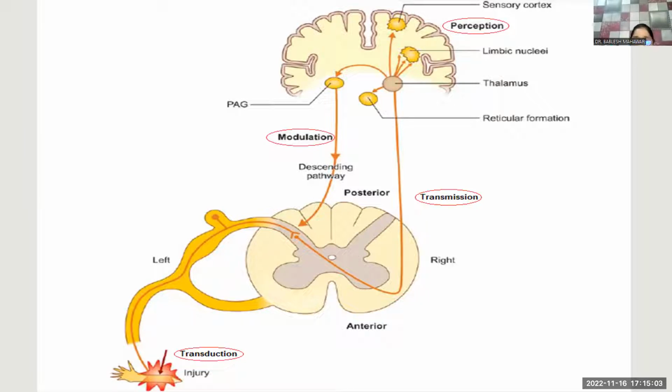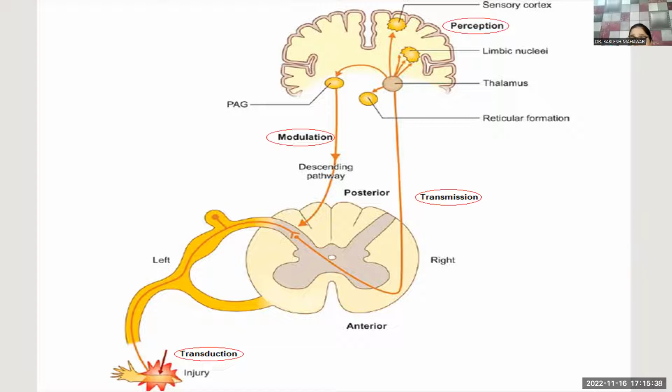Then this is taken by the A delta and C fibers to the dorsal horn of the spinal cord. At the dorsal horn the first order neurons end and the second order neuron starts, and it moves to the contralateral side up to the thalamus. That is known as transmission. From there it ultimately goes to the sensory cortex, the post central cortex, where perception takes place.